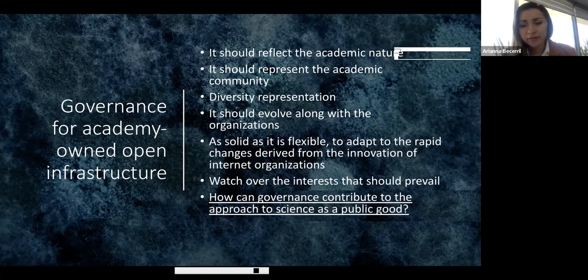And it is also very helpful to watch over the interest that should prevail. In our case, the interests that we watch over are the academic interests. So we have to secure that, and the governance structure is a mechanism that is helping us to do that. So we always have this question in mind: how can governance contribute to the approach to science as a public good, and how can we work to improve our governance structure so that it is aligned with the science as a global public good approach? This is our main challenge, and these are our results so far.